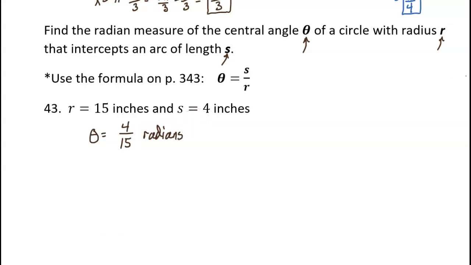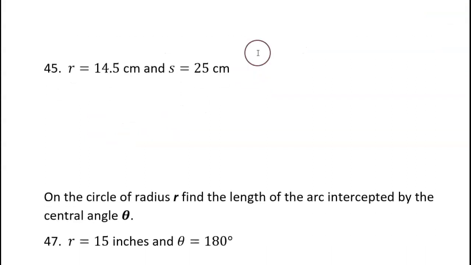This was a good problem because it reinforces what an angle actually is. The measure of an angle, we're using theta to represent it here, is the ratio of the intersected arc to the radius of the ray that created the angle. Number 45, same idea. Start with the formula. Theta is equal to s divided by r. Substitute 25 for s and 14.5 for r. And then take a calculator and divide this to get a decimal. The result is 1.72 radians.